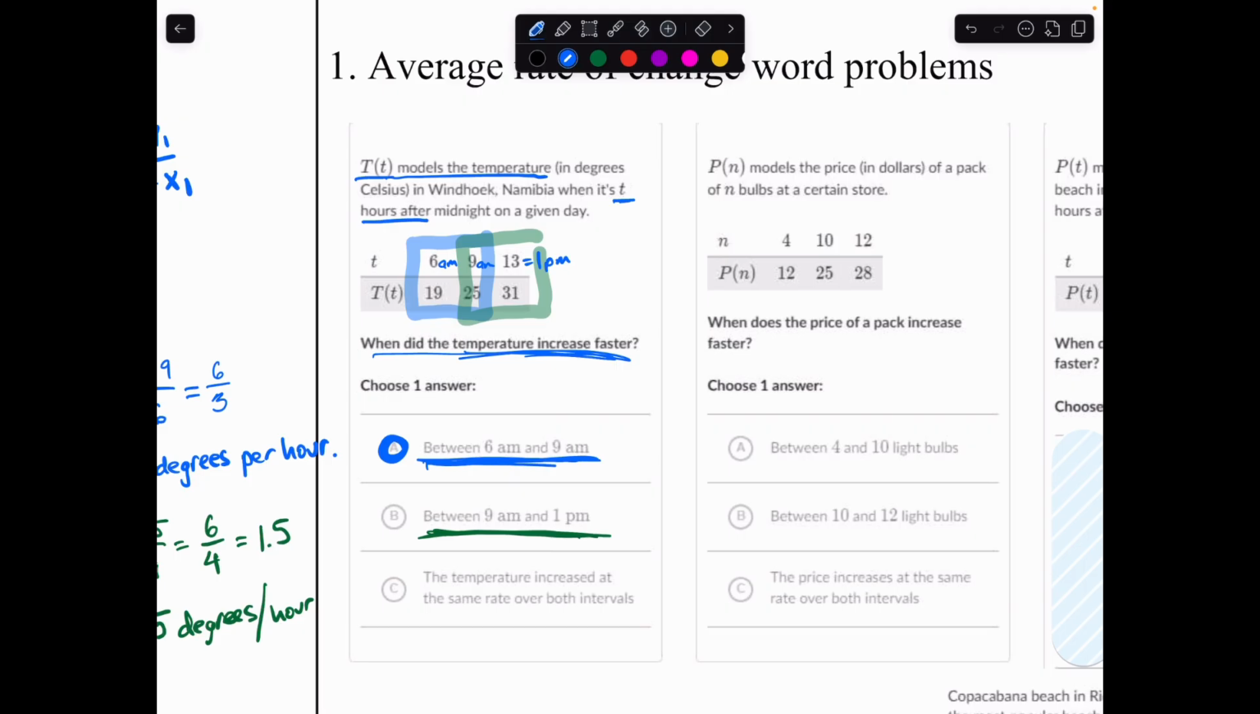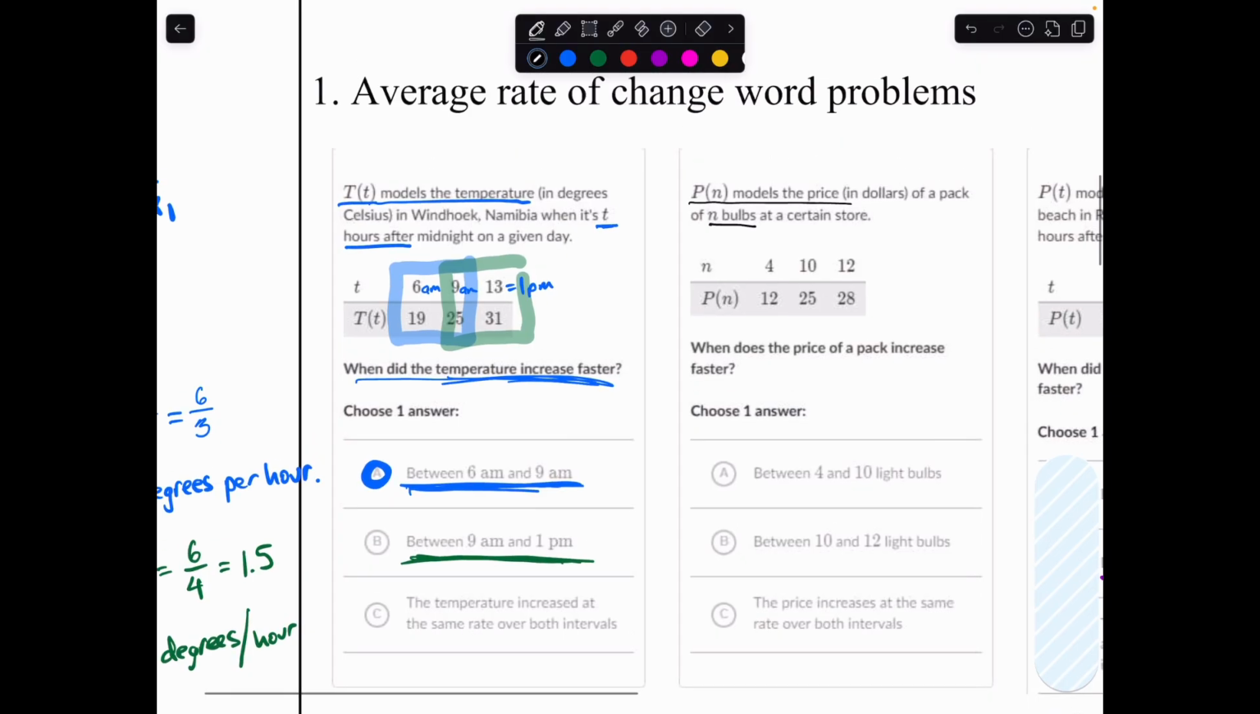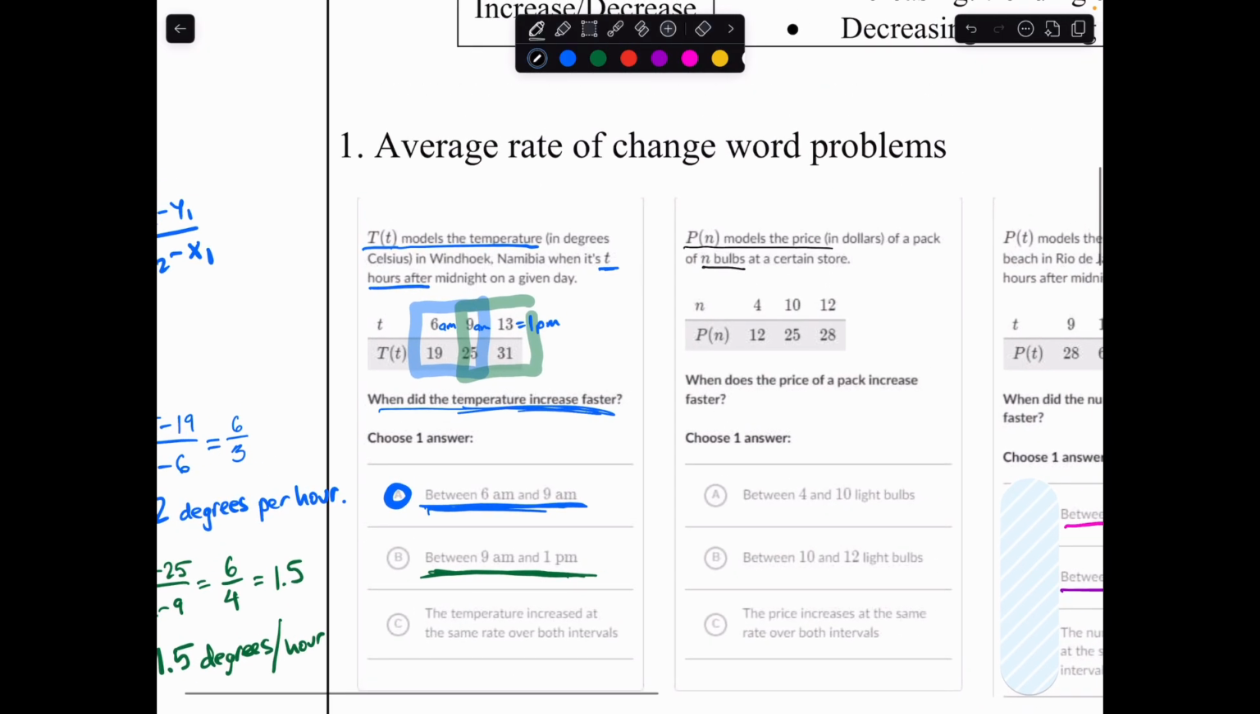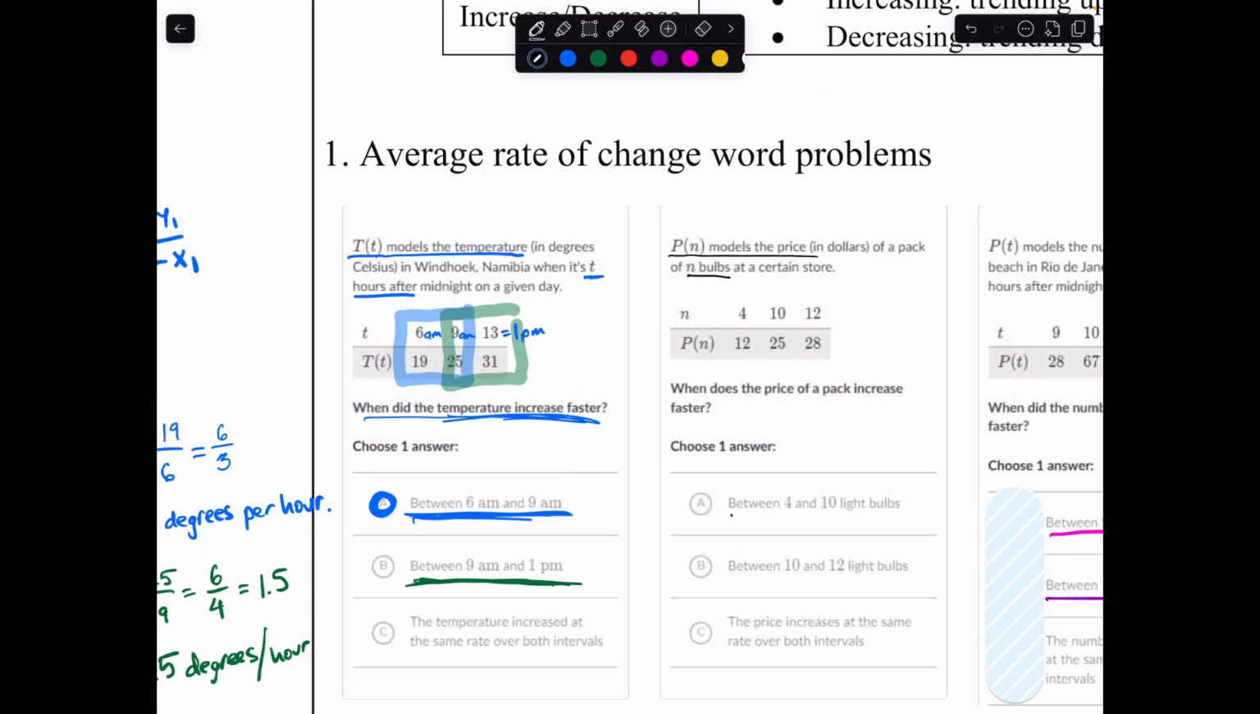Remember, N is the number of bulbs, and P is the price, right? So we do the same thing. I'm going to write it up here towards the top this time. Between 4 and 10 light bulbs, the average rate of change would be, I guess I'll highlight it here in yellow.